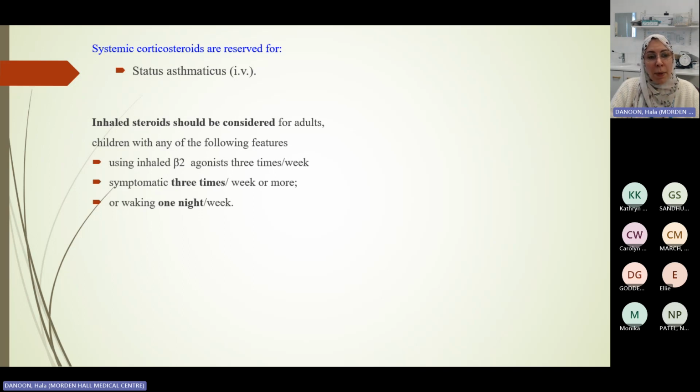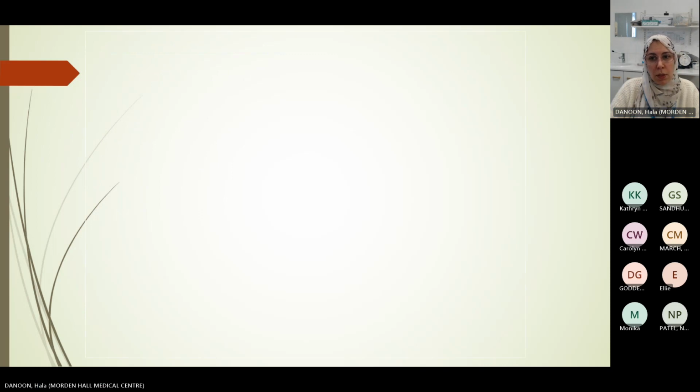And if they are waking up at night at least one night a week, then again, that's a sign that their asthma is not very well controlled with the beta agonist by itself, and they should move to the second step of asthma management.